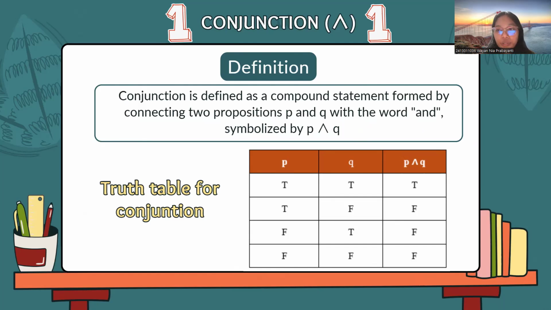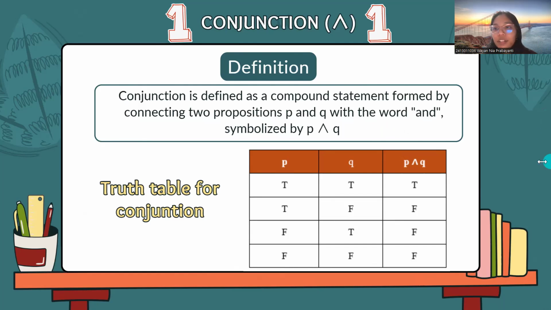If P is true and Q is true, then P and Q is true. If P is true and Q is false, then P and Q is false. Next, if P is false and Q is true, then P and Q is false. And if P is false and Q is false, then P and Q is also false. So in other words, a conjunction is true only when both propositions are true at the same time. If even one of them is false, the entire conjunction is false.